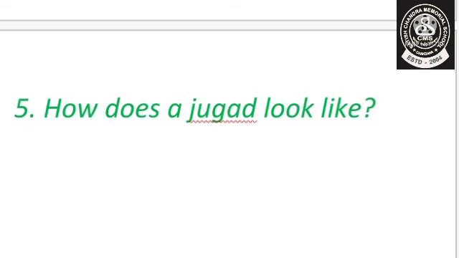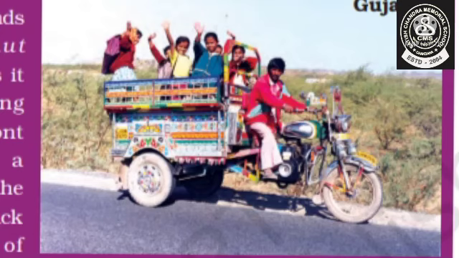The front portion of a Jugaad looks like a motorcycle, but the carriage at the back is made up of planks of wood, right children? Observe this picture very nicely, children. The front portion looks like a motorcycle, but the carriage at the back is made out of planks of wood. Very nicely, in Gujarat you can observe Jugaad. Okay, so like this, you can write the answer very nicely.